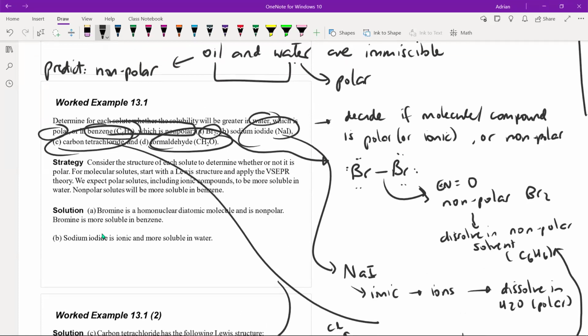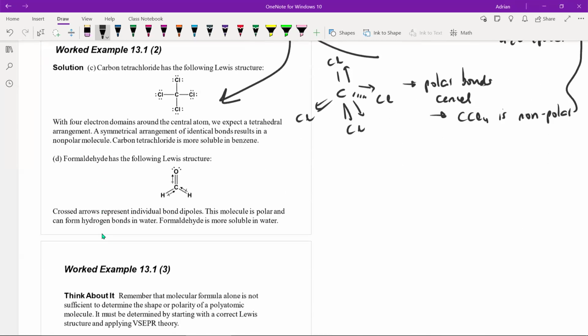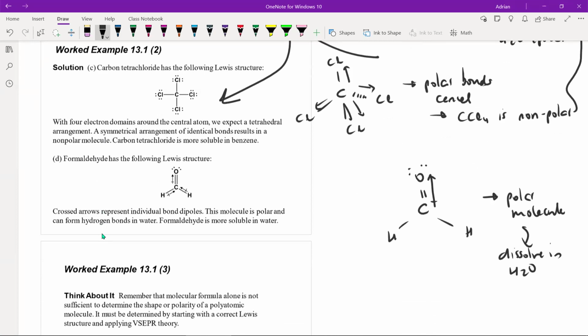And then the last one here is formaldehyde, CH2O. You draw the Lewis structure for formaldehyde. We'll see that it has this Lewis structure. We know the carbon-hydrogen bonds are non-polar bonds. The carbon-oxygen bond is a polar bond, very polar. So overall this is a polar molecule. There is nothing canceling out that dipole. So this will dissolve in a polar solvent like H2O, right?